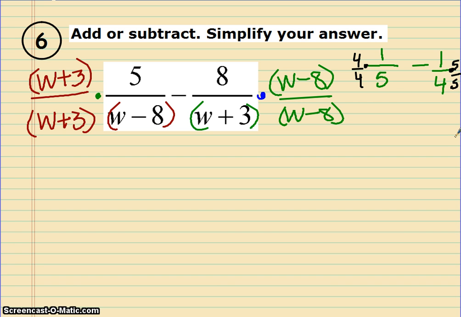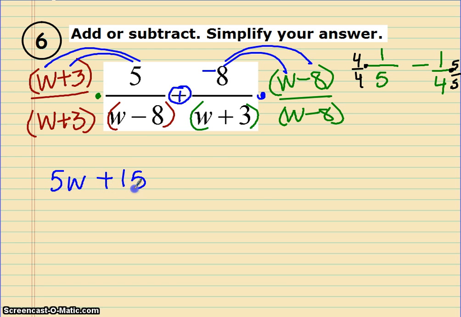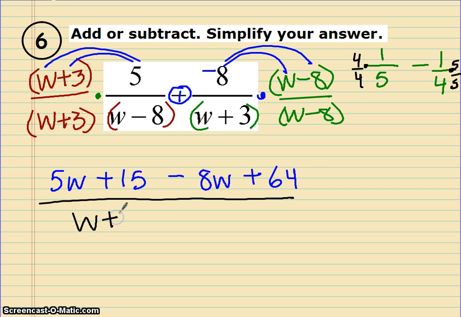So anyway, continuing, our next step is to distribute. So we're going to go ahead and distribute like this, and then like that, except we need to be really careful with the subtraction. So I'm going to change it to a plus a negative 8, and then I will distribute, giving me 5w plus 15 minus 8w plus 64, because I'm distributing a negative 8. And then there's my denominator of w plus 3 times w minus 8, both of those in parentheses.